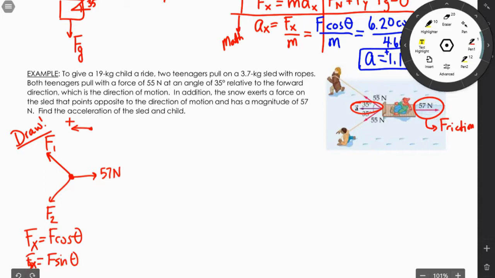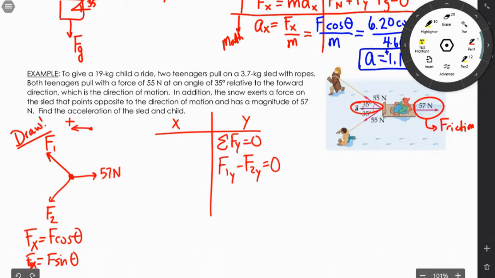The good thing though is, since they're equal in magnitude but essentially opposite directions, the y components would essentially cancel each other out. Okay, so we do our summing. Sum of the forces in the y direction equals 0. And so the only thing you have acting in the y would be F1y minus F2y equals 0. Okay, again, I'm just doing the y direction more for practice.